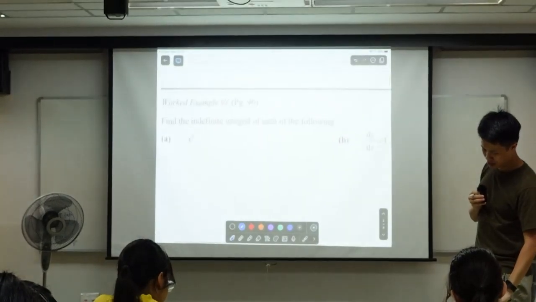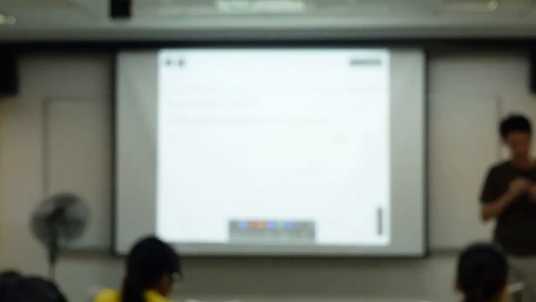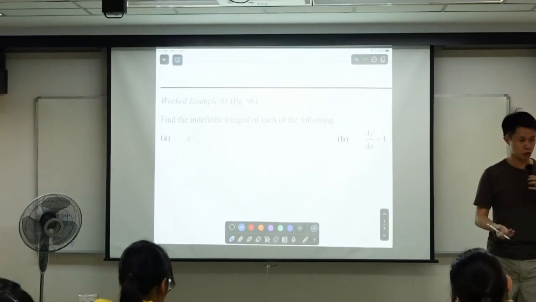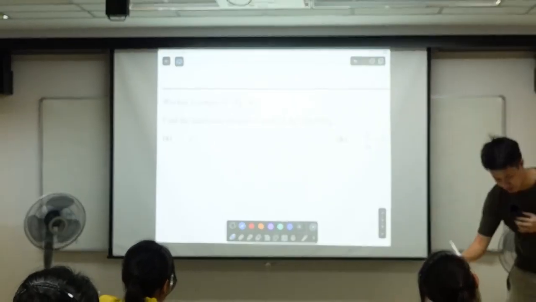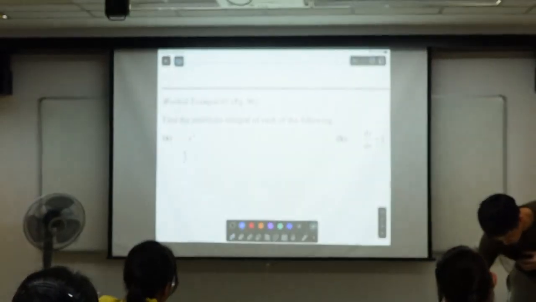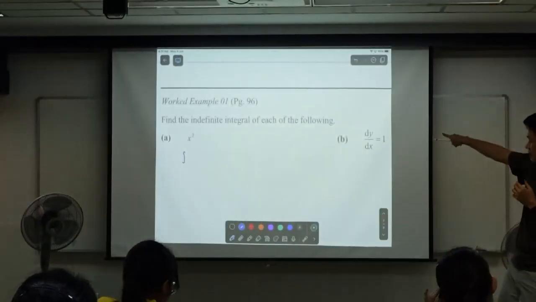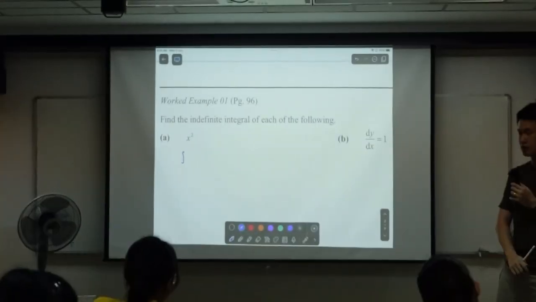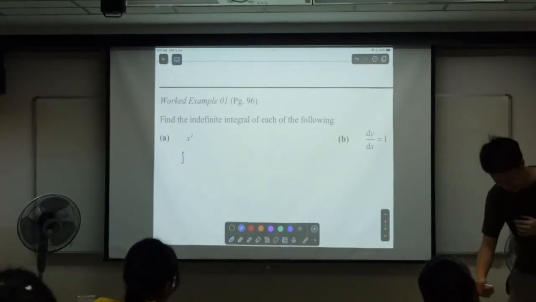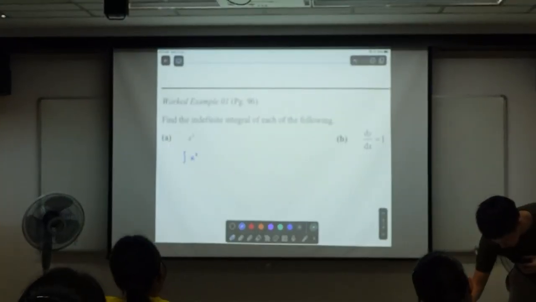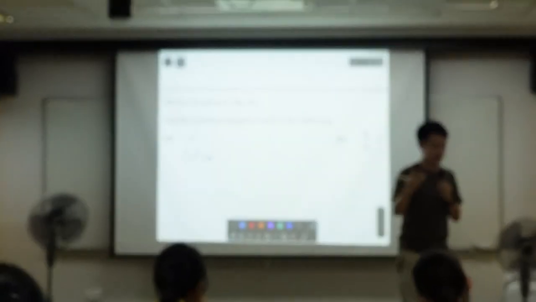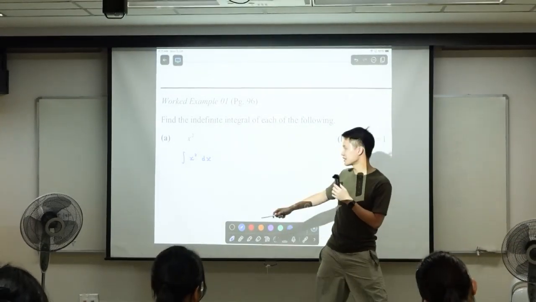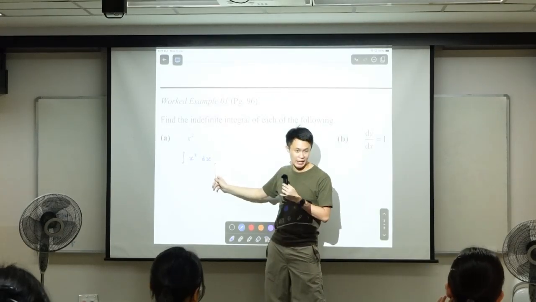Usually the questions are quite straightforward. Find the indefinite integral of each of the following. Indefinite integral means you must have the plus c. Just leave your answer as plus c. So you start by putting the integration sign, a vertical curly squiggle, then x squared, then write dx. Why write dx? You are telling us that you are integrating this function with respect to x.